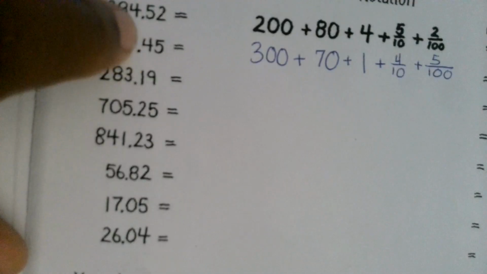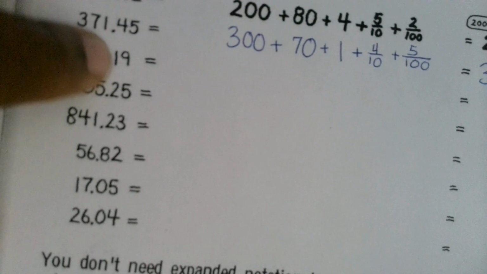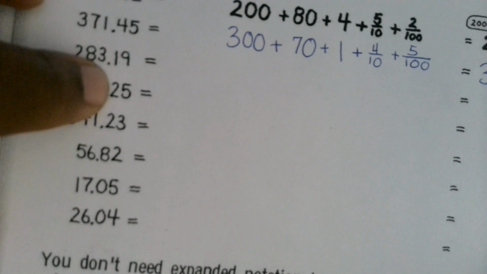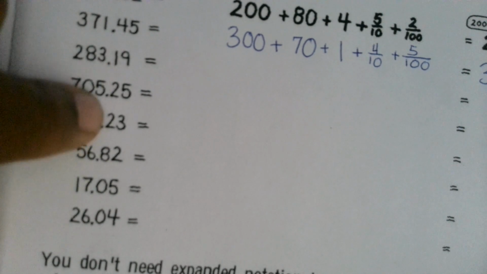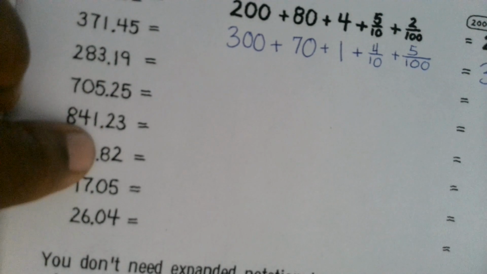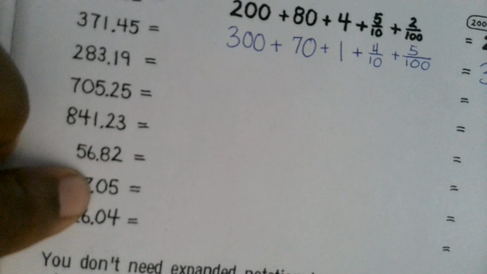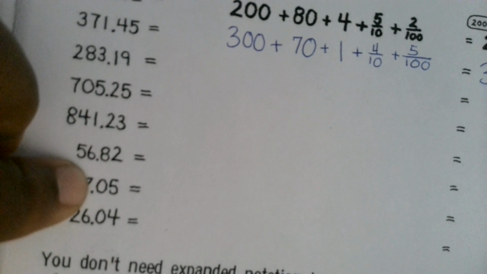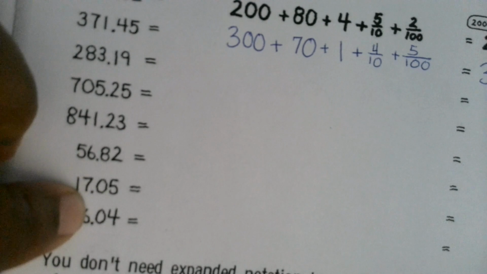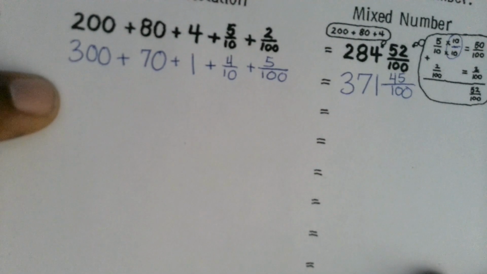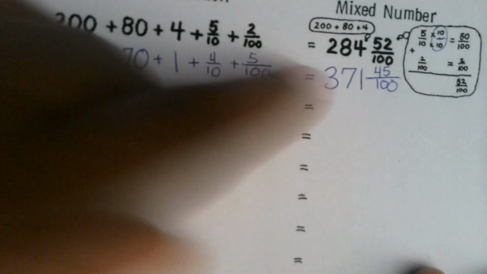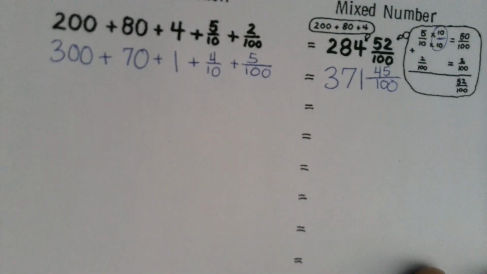52 hundredths, 45 hundredths, 19 hundredths, 25 hundredths, 23 hundredths, 82 hundredths, 5 hundredths, 4 hundredths. So when you're going through, you will put them in expanded notation on your own. But let's write them as a mixed number together.